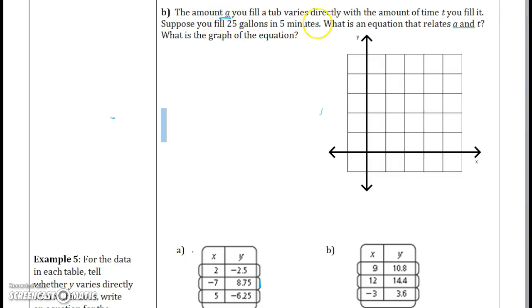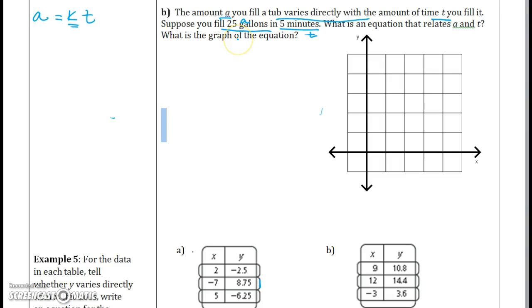A varies directly with time T. So that means it's going to be some variable K, the constant of variation, times the time T. Suppose you fill 25 gallons. Is that A or is that T? That's your A. In 5 minutes, that sounds like your T. What is an equation that relates A and T?